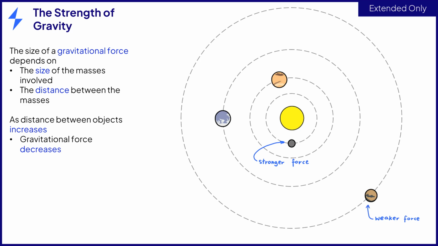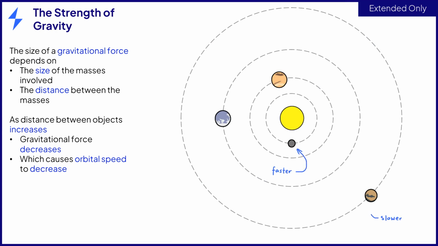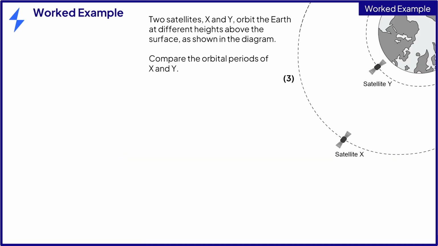This reduced force has an effect on the orbital speed of an object. The weaker the force, the slower the orbital speed. Therefore, the planets closer to the Sun travel faster, and the planets further away from the Sun travel slower. Make sure you can explain how orbital speed decreases with distance, as this can come up in an exam question.